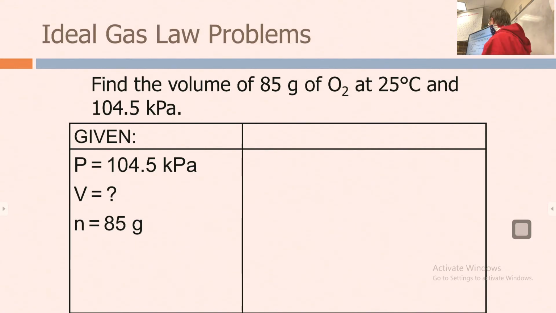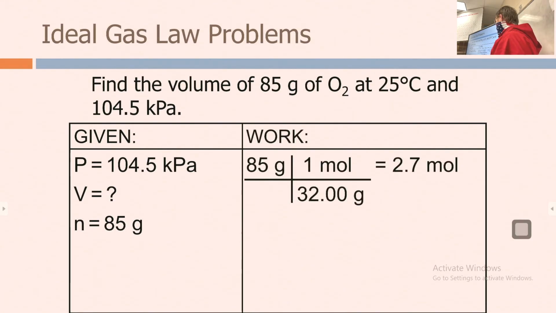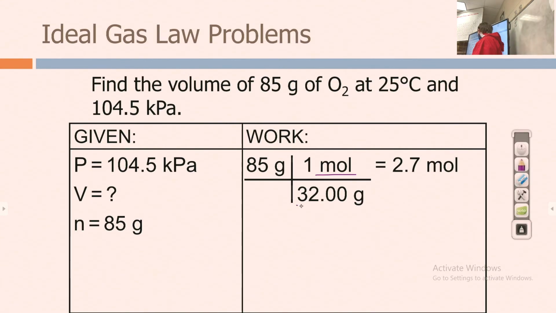Yeah. We need to get it into moles of O2. Wait a minute. What's the molar mass of oxygen? Of O2. 16. There's two of them. So 32 grams per mole. Oh, we're back to that again. I hate that. Moles from grams. Grams times the molar mass of O2. We just multiply it. That gives moles of O2.